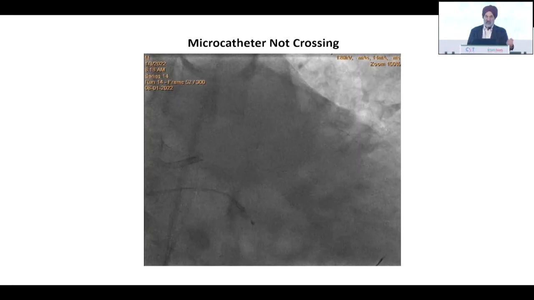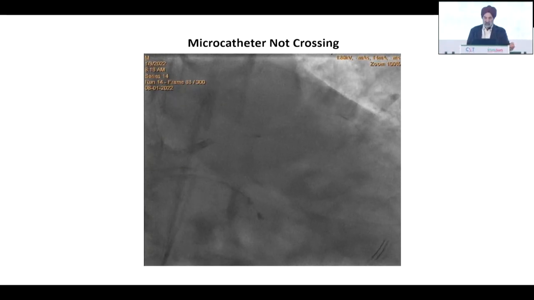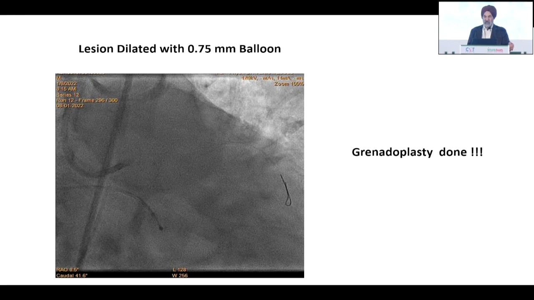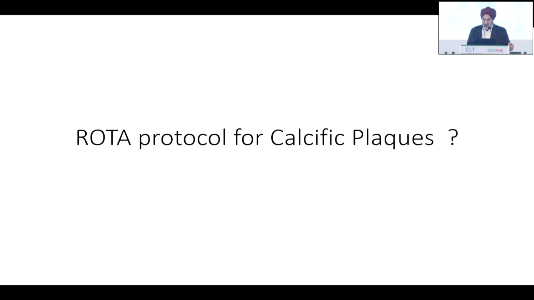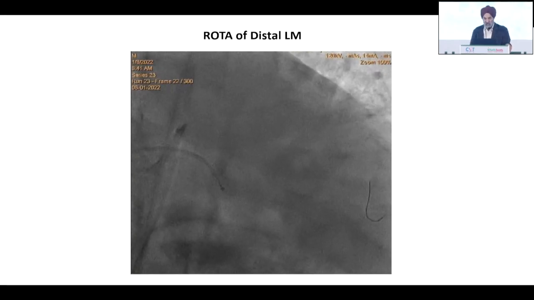We thought if the microcatheter goes through, we'll be able to change it to the rota wire and do the rotablation. So we had to do granuloplasty. We took a 0.75 balloon. Fortunately, that crossed. After the granuloplasty, we went ahead and did the rotablation.